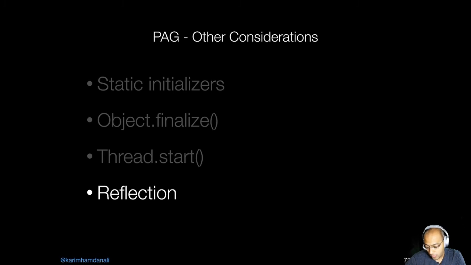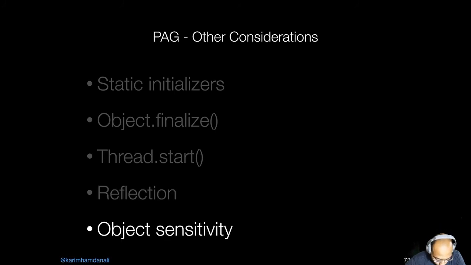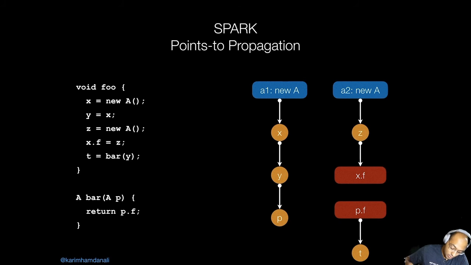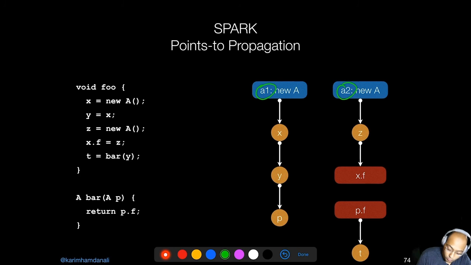And if you don't, then you just don't support one important feature of the language, and the analysis designer needs to be aware of that so that they know how they can use the results of the analysis in the appropriate context. We talked already about object sensitivity when we talked about the two nodes new A. So going back here, the points to propagation step of the pointer assignment of Spark is going to be as follows. Now I'm giving labels to those nodes A1 and A2, because now I know my analysis is object sensitive, so I need to give them separate labels.